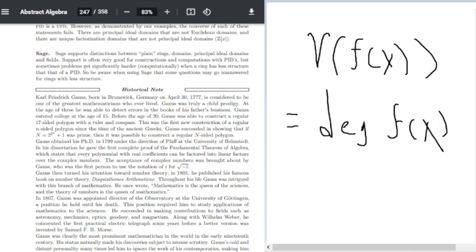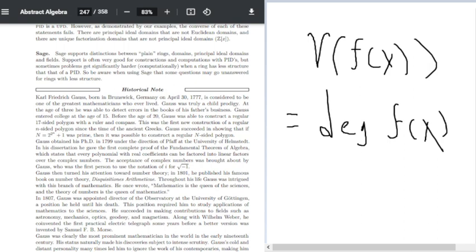Gauss obtained his PhD in 1799 under the direction of Pfaff. Oh, I'm not going to know how you pronounce that. At the University of Helmstedt. In his dissertation, he gave the first complete proof of the fundamental theorem of algebra, which states that every polynomial with real coefficients can be factored into linear factors over the complex numbers.